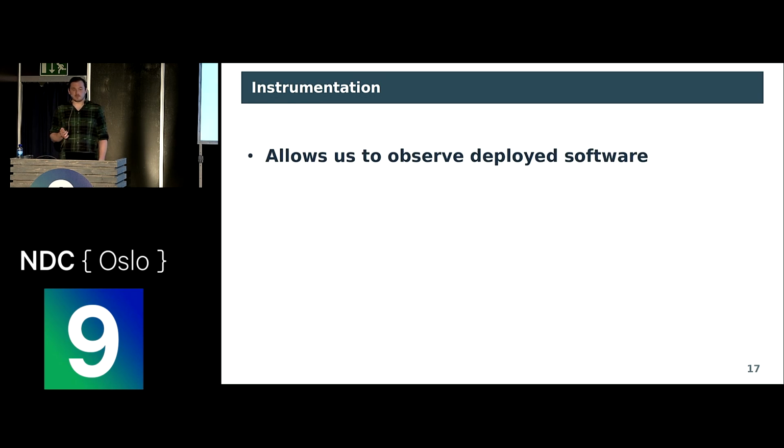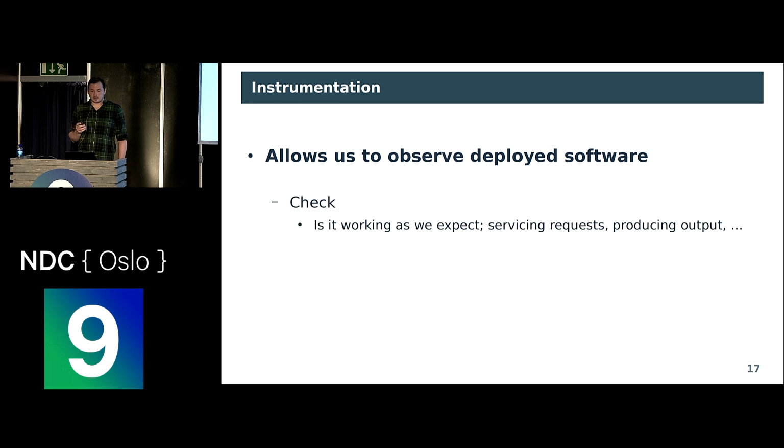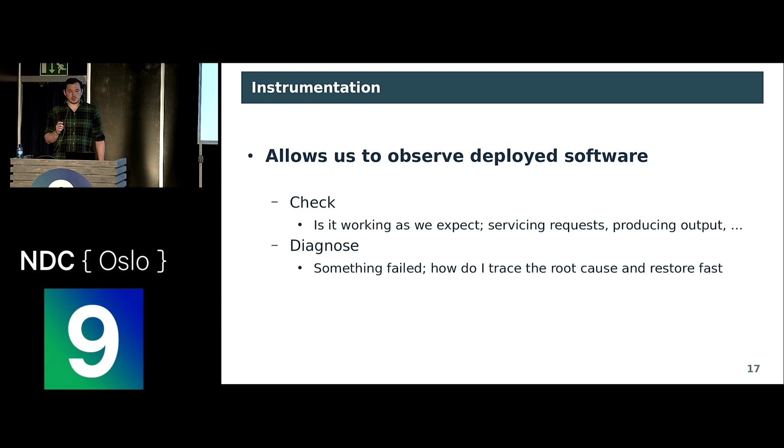Instrumentation allows us to observe deployed software. It can check that it's working as we want it to. It allows us to diagnose what went wrong and how it went wrong. And more importantly, ideally, the information we get lets us restore our system back to a working state as fast as possible. So that's one of our goals for this data.